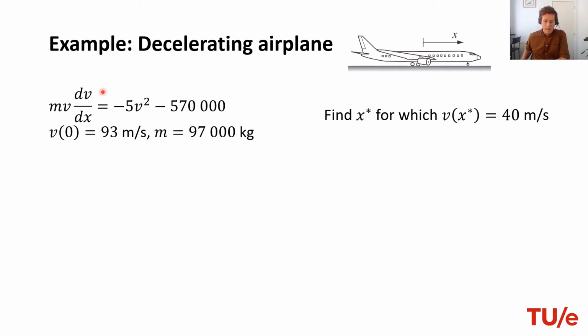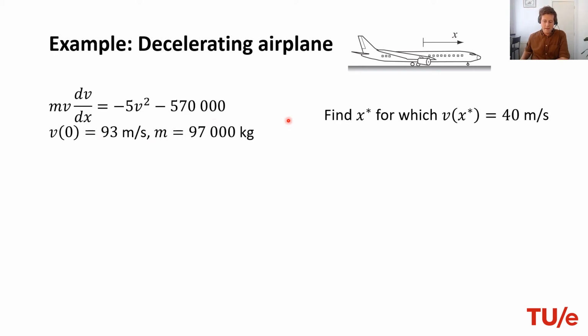And the speed of the plane, or the velocity of the plane, can be written using this differential equation. So we have a plane of 97 tons. And this is basically Newton's second law, somehow recast. And we see that here on the right-hand side, this would be actually a model for the force enacted by these thrust reversers. We have an initial condition. So at the point of landing, the airplane is traveling at 93 meters per second, after which it starts decelerating.